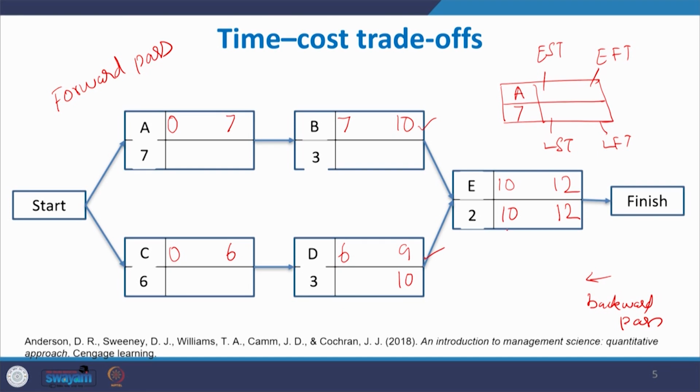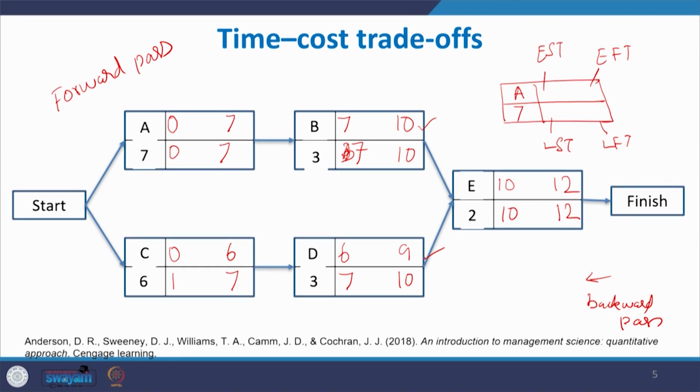because the latest starting time of activity E is 10, that will be equal to the latest finishing time of activity D, that is the preceding activity. So, 10 minus 3 is 7. Okay. Now, this is 7, 7 minus 6 is 1. For activity B, the latest finishing time is 10. So, 10 minus 7 is 3, 10 minus 3 is 7. So, it is 7, 7 minus 7 it is 0.